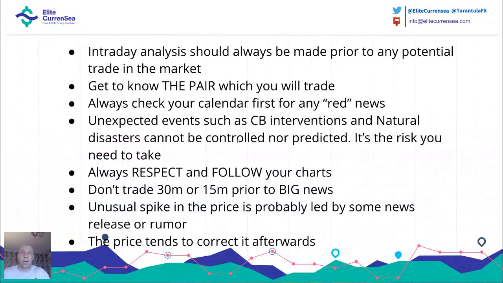An unusual spike in the price, like a big spike up or a big spike down, is probably led by some news release or rumor, because the price tends to correct itself afterward. It's very important, guys. After it happens, there will be some slight corrections in the market. And when the price corrects itself, that's a time when you wait.